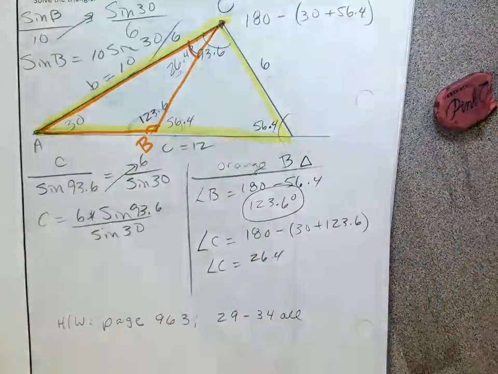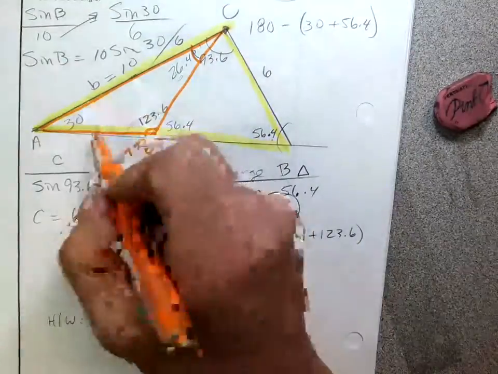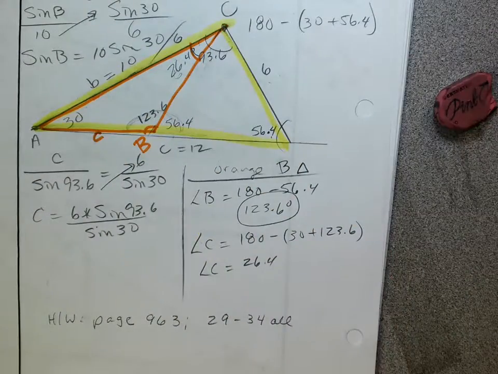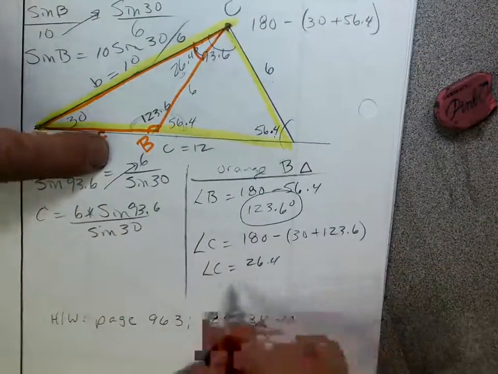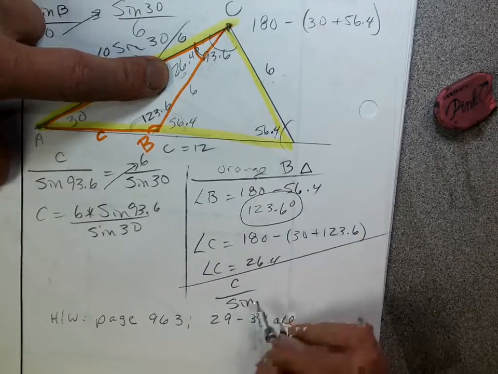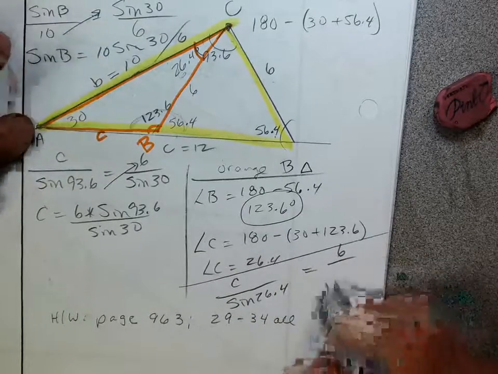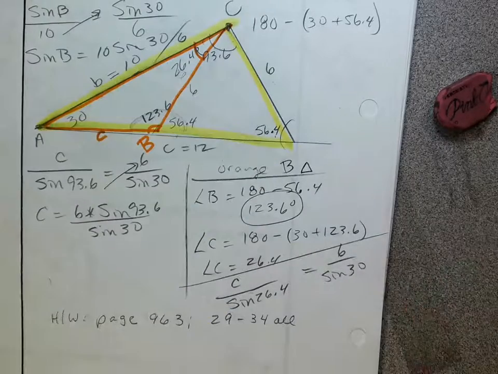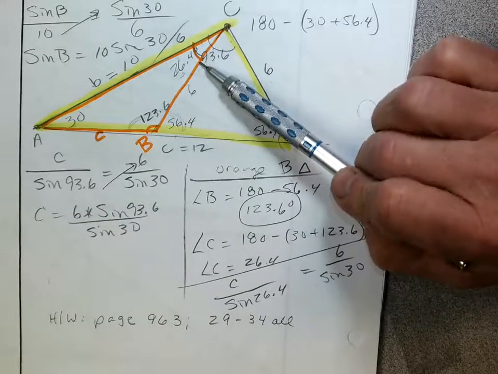And then finally, side C, which is no longer this entire side C here, because I'm looking at that triangle. So side C is really a much smaller side. That's side C there. And we can set it up the same way. We can use the law of sines. I've got my opposites. That's 6 now. So I'll go little c over the sine of 26.4 equals 6 over the sine of 30. I'm setting up my opposites.